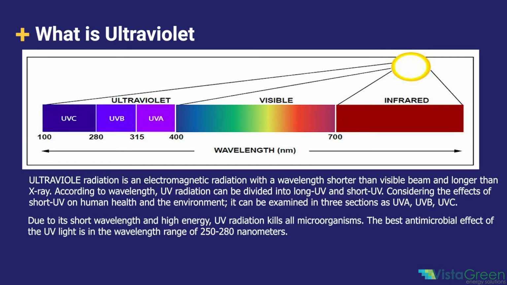Ultraviolet radiation is an electromagnetic radiation with a wavelength shorter than visible light and longer than X-ray. According to wavelength, UV radiation can be divided into long UV and short UV. Considering the effects of short UV on human health and the environment, it can be examined in three sections as UVA, UVB, and UVC. Due to its short wavelength and high energy, UV radiation kills all microorganisms. The best antimicrobial effect of UV light is in the wavelength range of 250 to 280 nanometers.